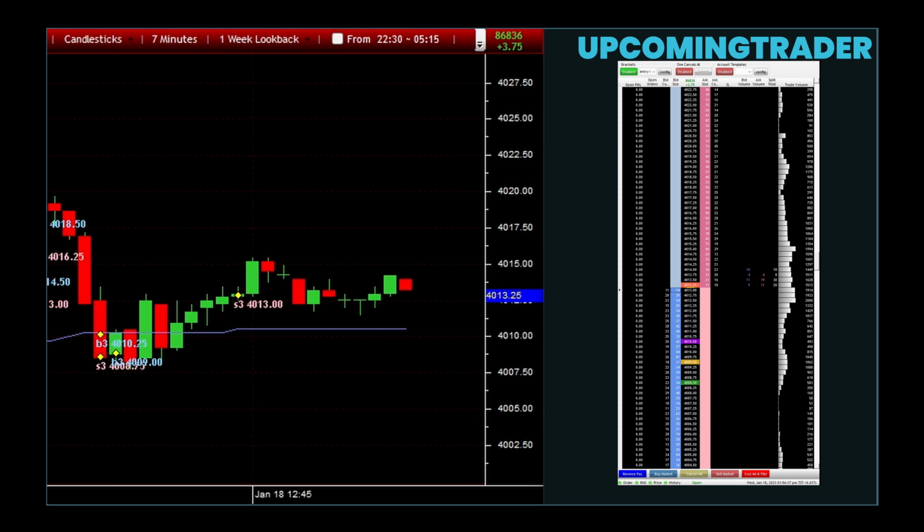We also have the breakout trading strategy. When the price breaks into a low volume node, you can expect it to move quickly.